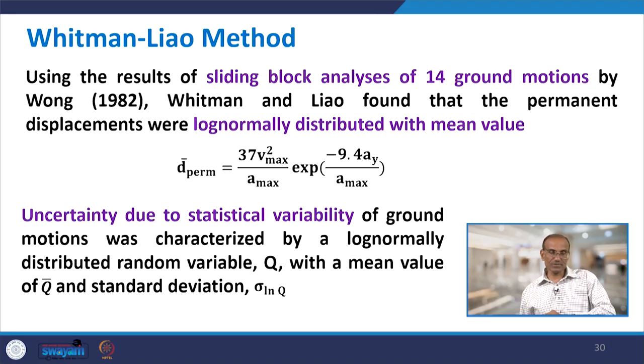Using the results of sliding block analysis of 14 ground motions by Wong, Whitman and Liu found that the permanent displacements were log-normally distributed with a mean value given by this relation. And again, we discussed Vmax and Amax, Ay and Amax. Uncertainty due to statistical variability of ground motions was characterized by a log-normally distributed random variable Q, with a mean value of Q bar and standard deviation sigma log Q.